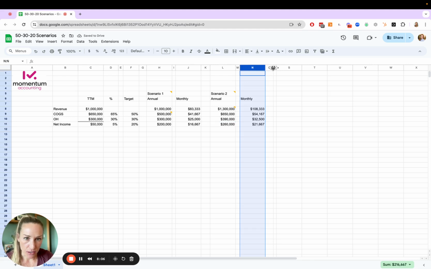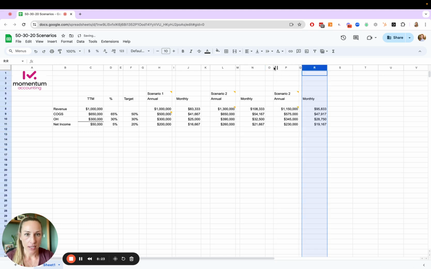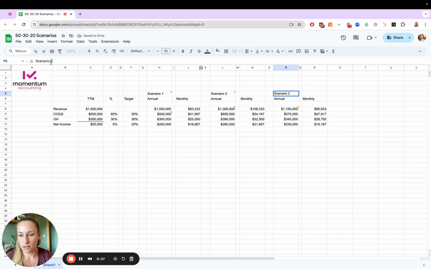So if we go, same thing again, monthly, right? I always like to break it down monthly because then it allows you to take action immediately to figure out how much you need to cut per month or increase per month, or what your targets are. So now let's go ahead and look at the third scenario. Sorry, that should say 3.